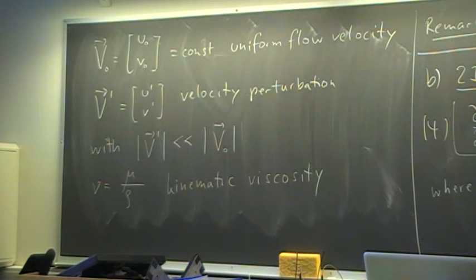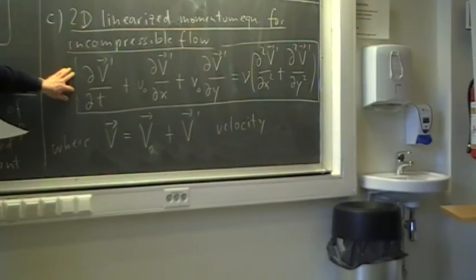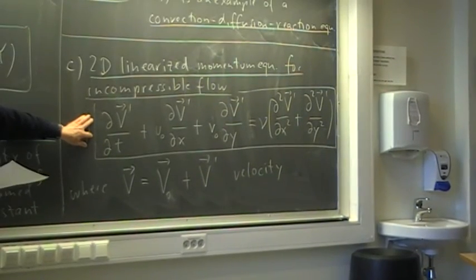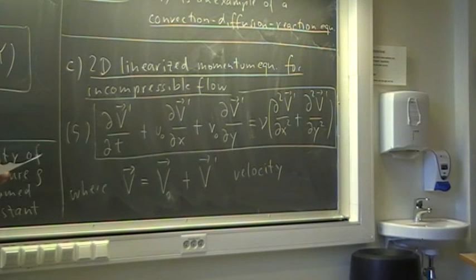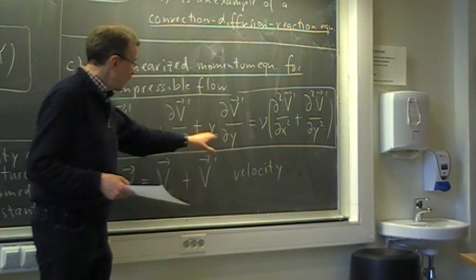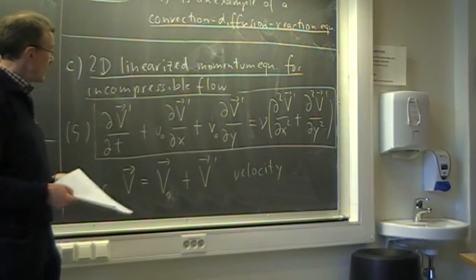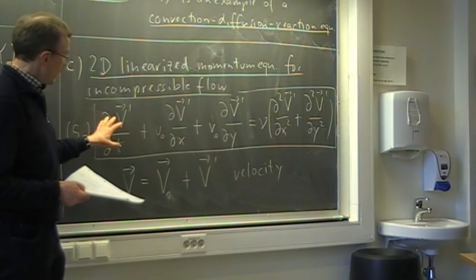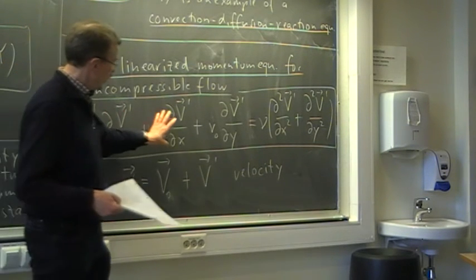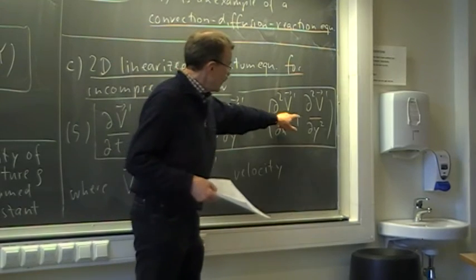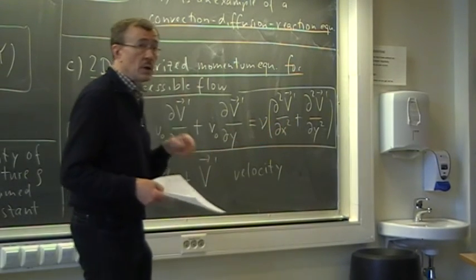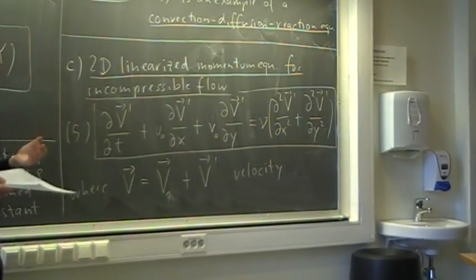If we do that, then we derive this equation. So it is not the full equation, but these nonlinear terms are simply neglected. But it is an example of a convection-diffusion equation. In fact, here the u0 and the v0 are constant, so we have a constant advection velocity. We have here then the advection, and here we have the diffusion. And the diffusion coefficient is the kinematic viscosity.